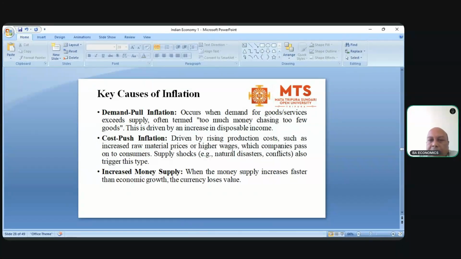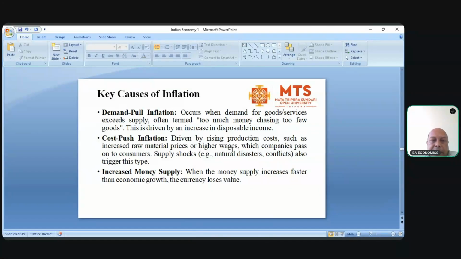We find that during a festival period, the price of some selected products increases. This is an example of demand pull inflation, because during the festival period, demand for certain products increases. Maximum people want to purchase those products, but in a short period, the supply of those products cannot be increased. So the price of those selected products increases, whose demand increases very rapidly during a short period.